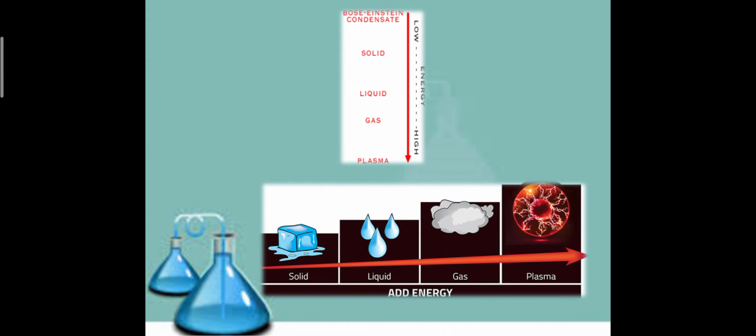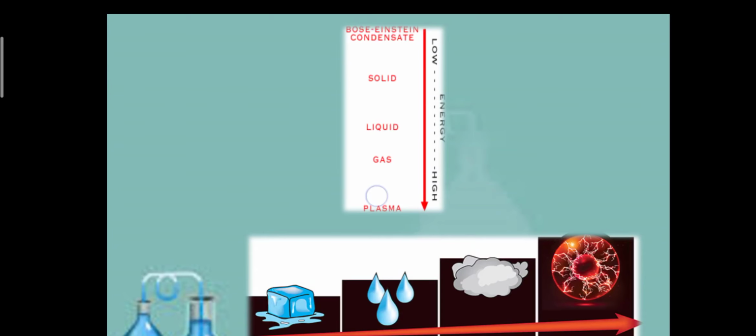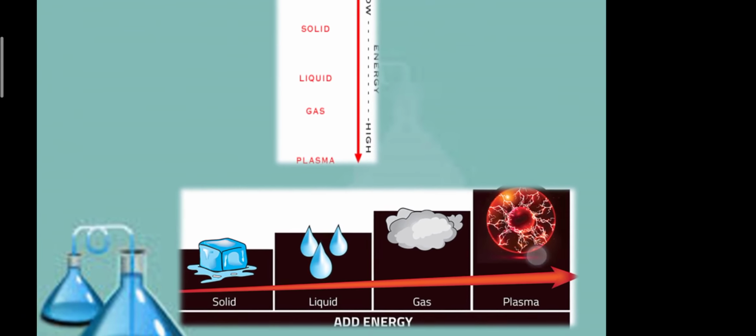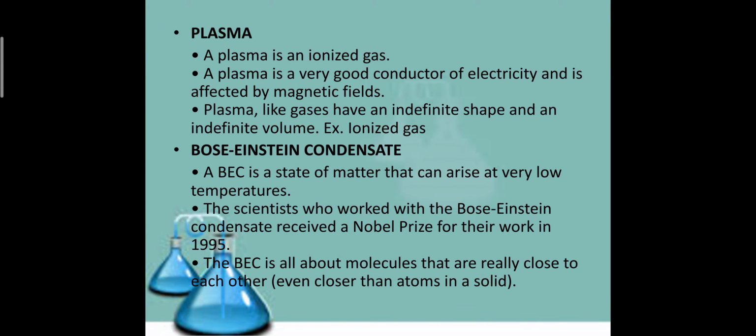Next, coming to Bose-Einstein condensate and plasma. Before going for that, we need to see this flow chart. In this, Bose-Einstein condensate, then solid, then liquid, gas, and then plasma is present. And that is showing the low energy or high energy. From this diagram, we can conclude that Bose-Einstein condensate has a very low amount of energy and plasma has a very high amount of energy.